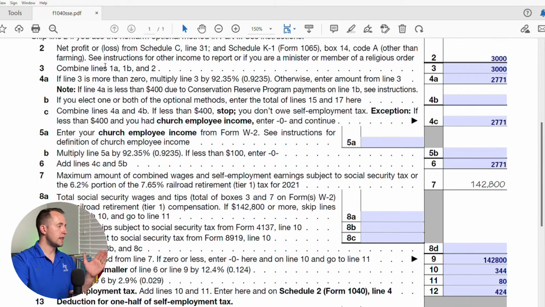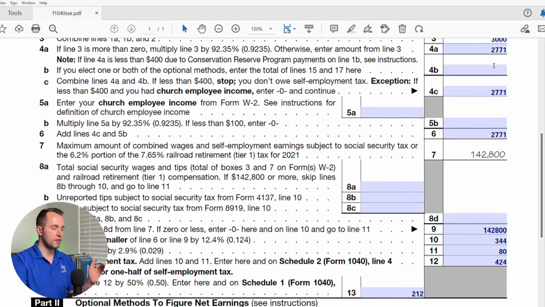3, you're going to combine lines 1A, 1B, and 2. If you didn't worry about these first two because you're not a farmer, you're just going to take whatever is in box 2 and enter it into box 3. Now continuing down here for 4A. You're going to multiply whatever was in line 3 by decimal 9235. So in this case, we're going to take 3,000 and it's going to become $2,771. Now 4B is dealing with if you elected one or both of the optional methods, which is for farmers.